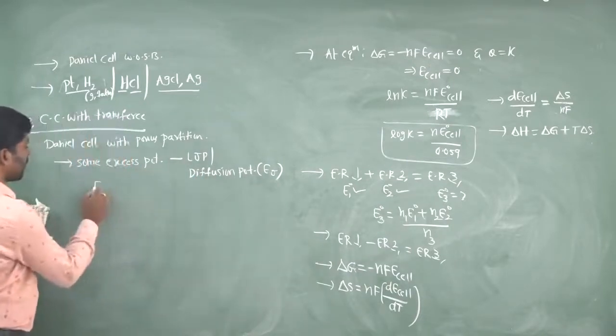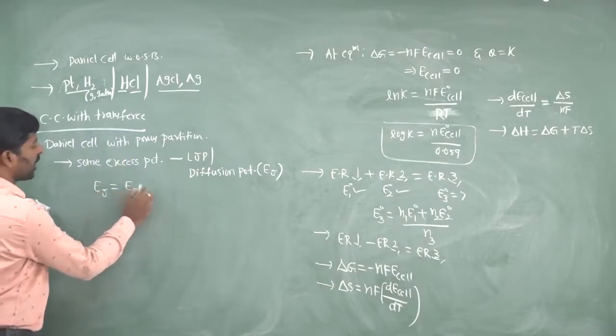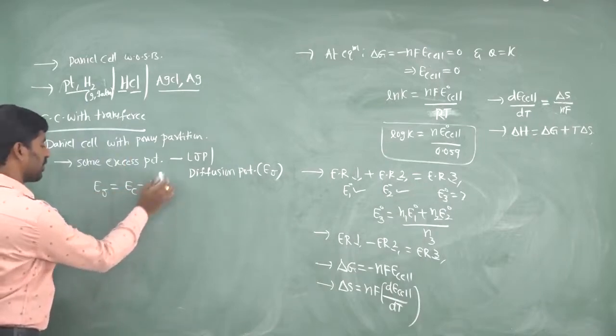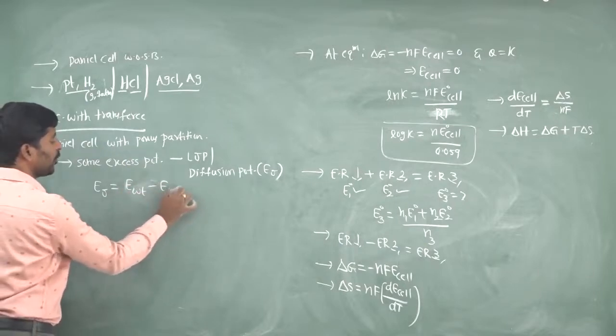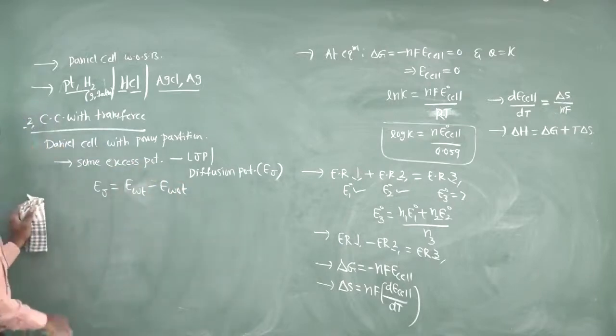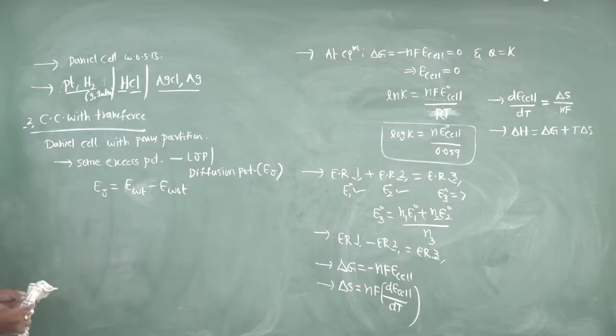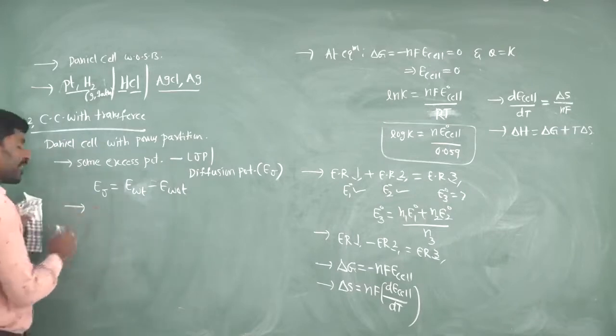What is the formula for liquid junction potential? EJ equals E with transference minus E without transference. How do we eliminate liquid junction potential?